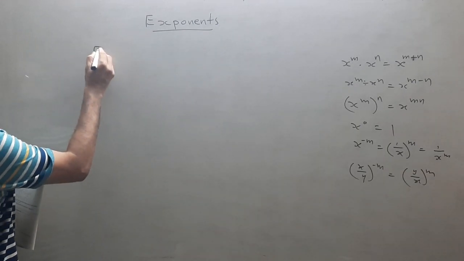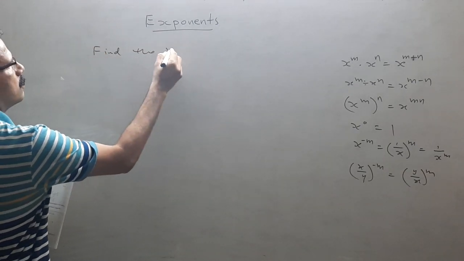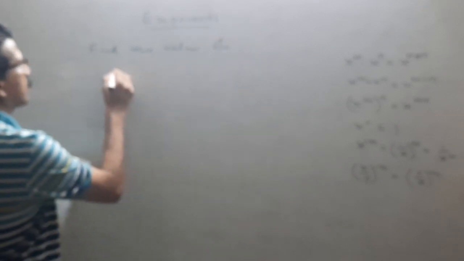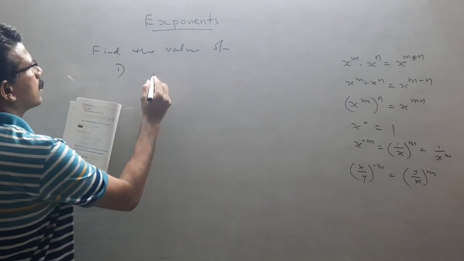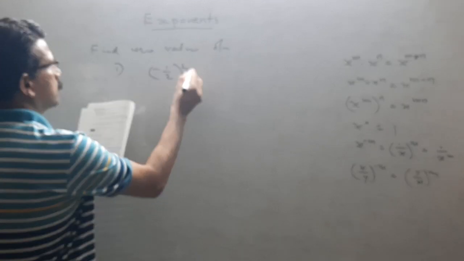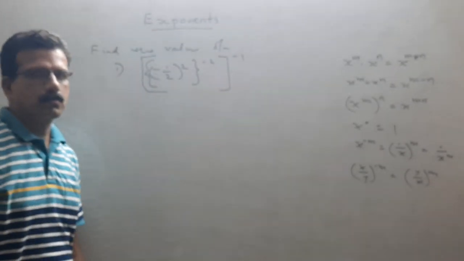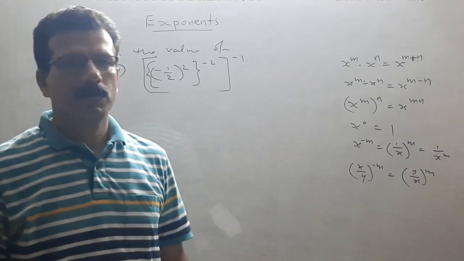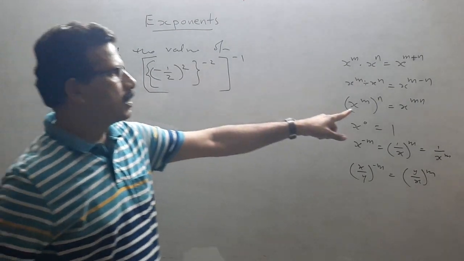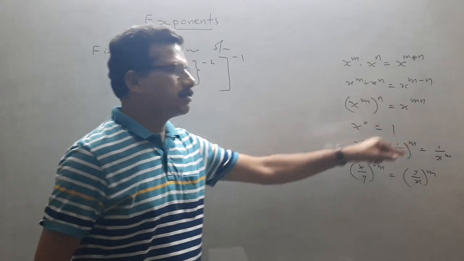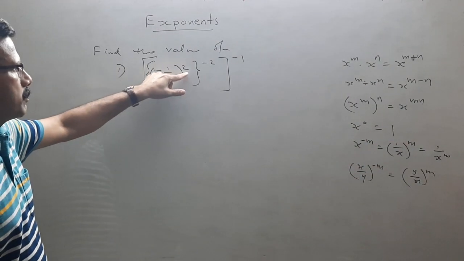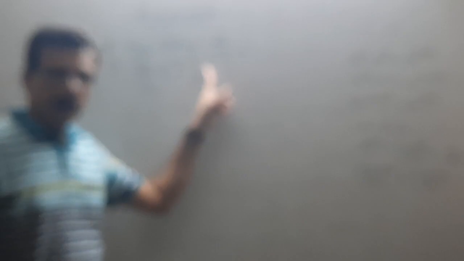Find the value of ((minus 1 by 2) to the power 2) to the power minus 2, whole to the power again minus 1. Which rule? We can simply say that the rule is this one: one power to another power will be multiplied. Base is minus 1 by 2, one power is there, power 2, another power is there, power minus 2, another power is there.